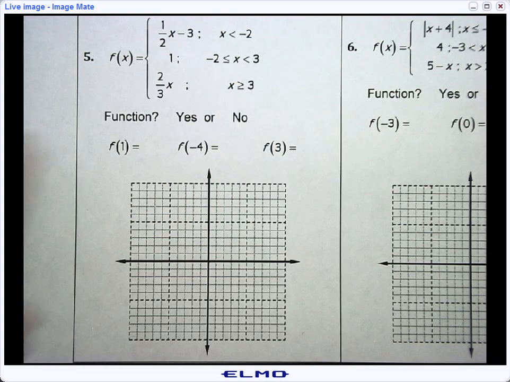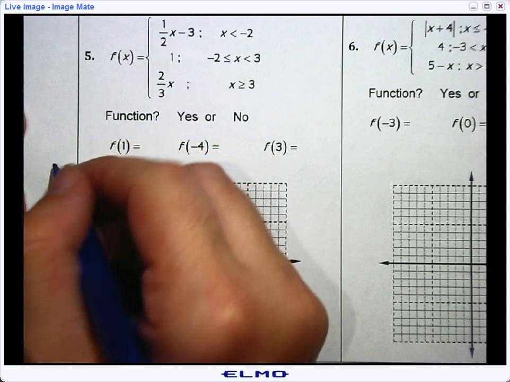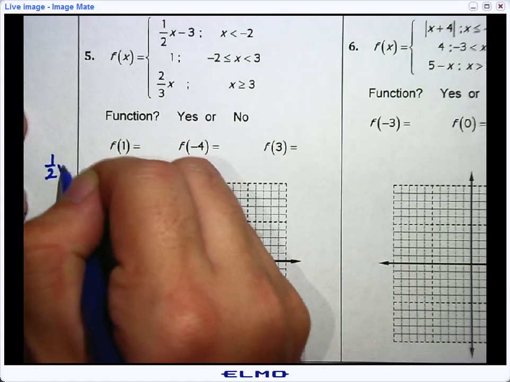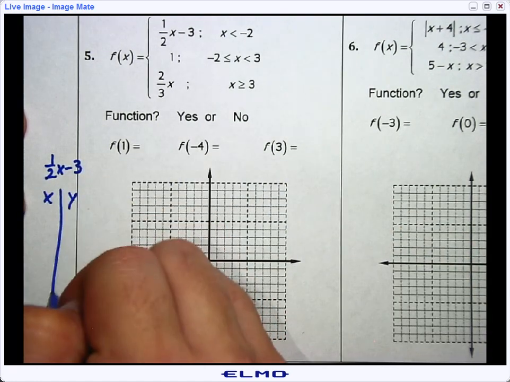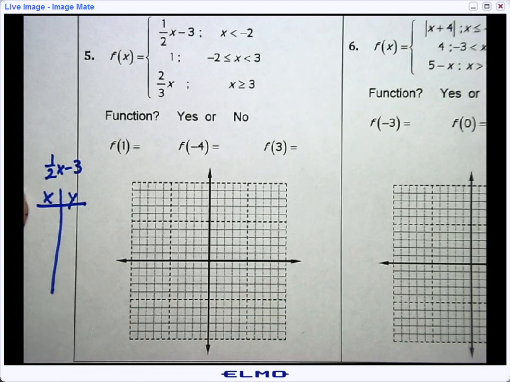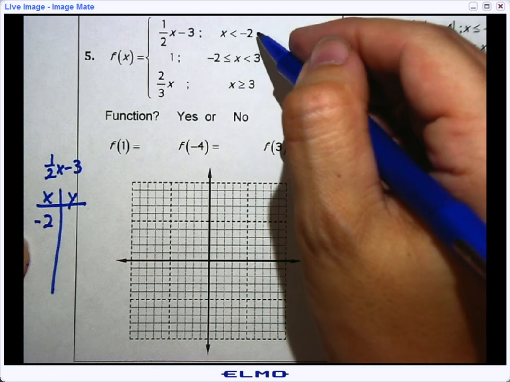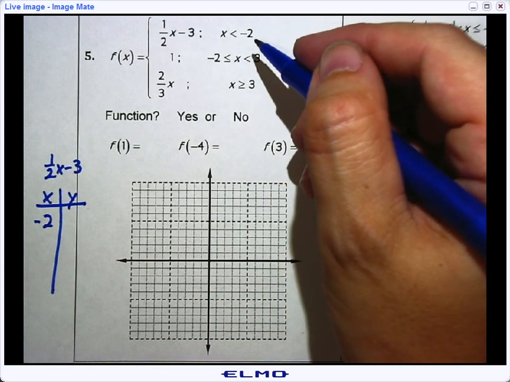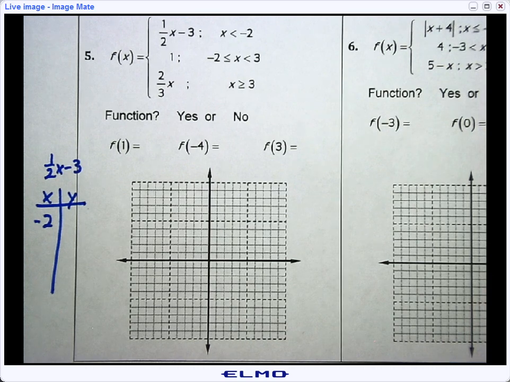So I'm going to start with the top function, -1/2 x minus 3. All right, so I want to make my chart for that. I want to know what happens at -2, because again, that's where things change. When x becomes bigger than -2, I'm no longer with this function. So I want to know what happens there.